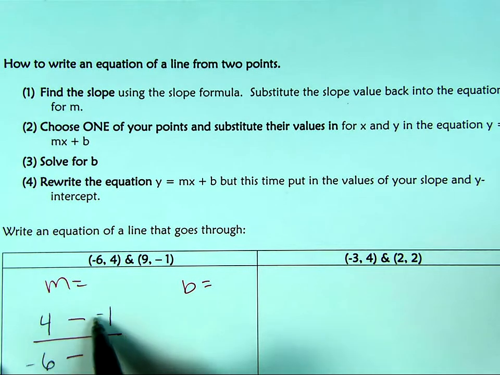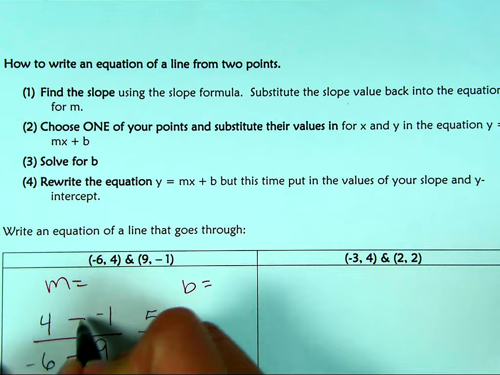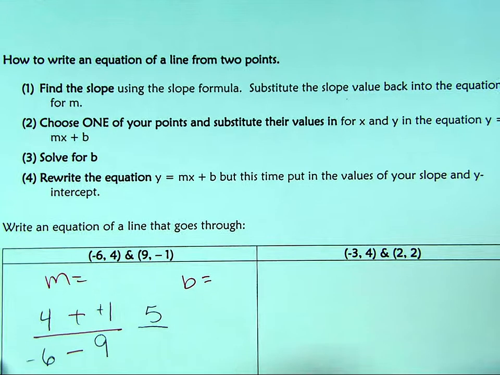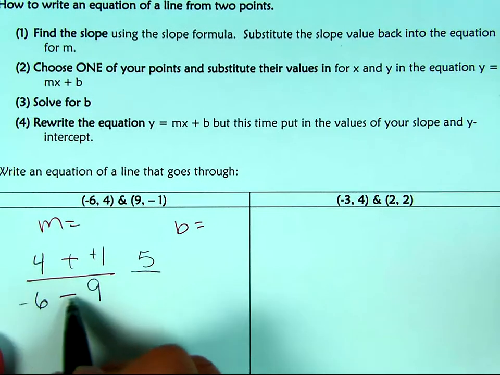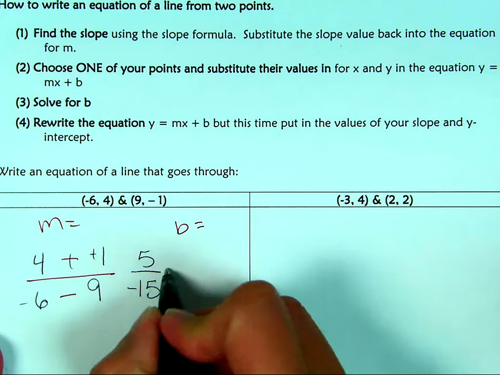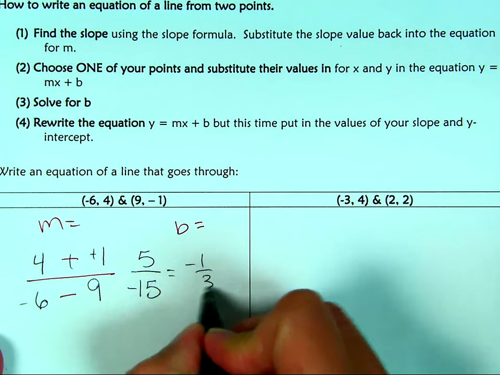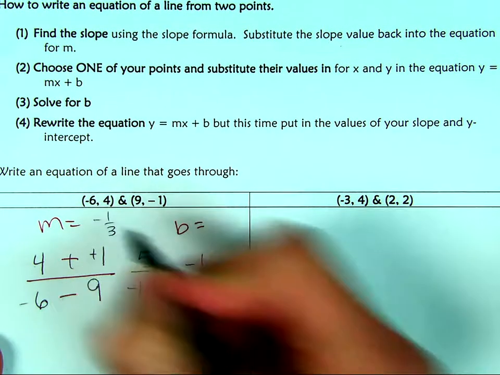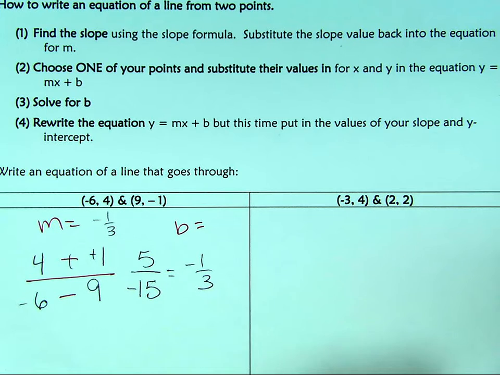So what is 4 minus a -1? A minus a negative gets me a positive. And what is -6 minus 9? -15. So my slope is -1/3. Okay, halfway there.